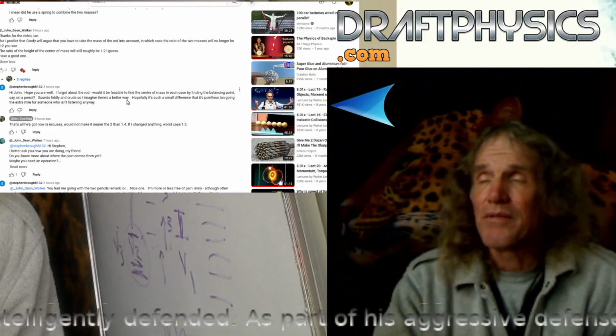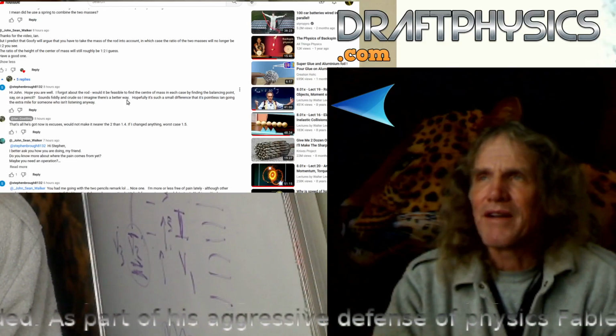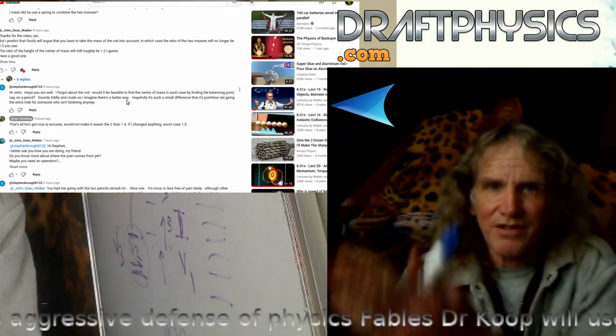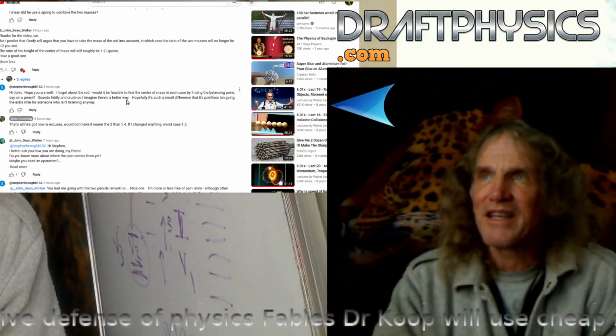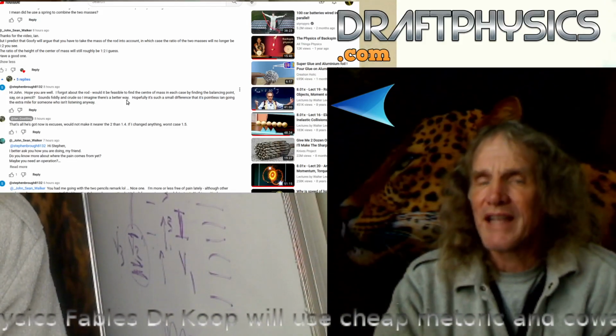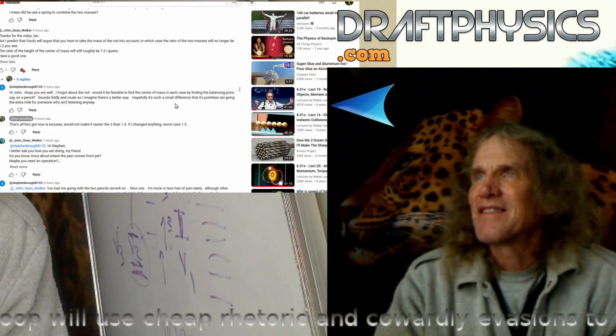Say on a pencil. Sounds fiddly and crude, so I imagine there's a better way. Yeah, the better way is to measure the mass of the rod and calculate its center of mass. I don't see what chance you have of... Then you have to do the arc and all the rest of it. The total mass is variable in terms of how much work it's doing against gravity. Hopefully it's such a small difference.